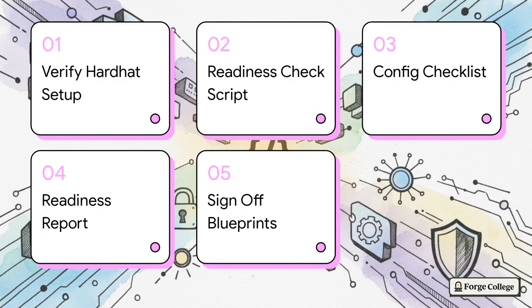All right, let's grab our literal or figurative engineer's clipboard and quickly outline our agenda. Number 1, verifying your Hardhat setup. Number 2, scripting the readiness check. 3, the final configuration checklist. 4, producing the readiness report. And finally, number 5, signing off the blueprints. Let's get right into it.